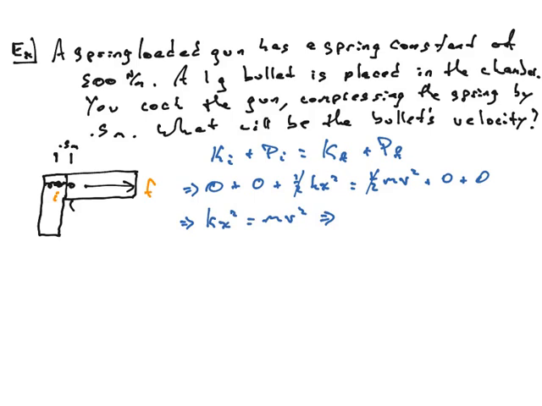All right, k. What was our k? k is right here. We have 500 times x squared. x, remember, is how much the spring is compressed. In this case, it's 0.5 squared equals the mass of the bullet. Mass of the bullet is right here. It says 1 gram. Grams are bad. We want kilograms. So what is 1 gram in kilograms?